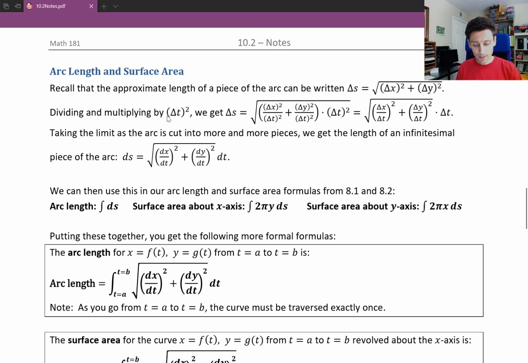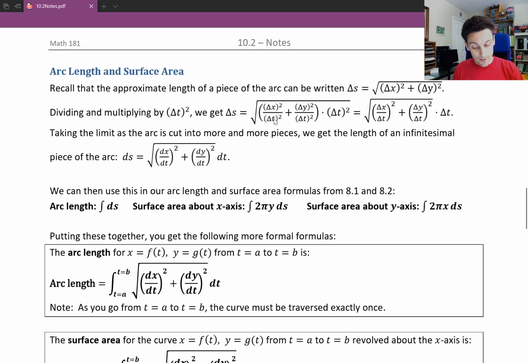Now dividing and multiplying by delta t squared to introduce this parameterization into the picture, we get something like delta s equals the square root of quantity delta x squared over delta t squared plus delta y squared over delta t squared times delta t squared. So all we're doing here is just multiplying and dividing by delta t squared inside of the radical.